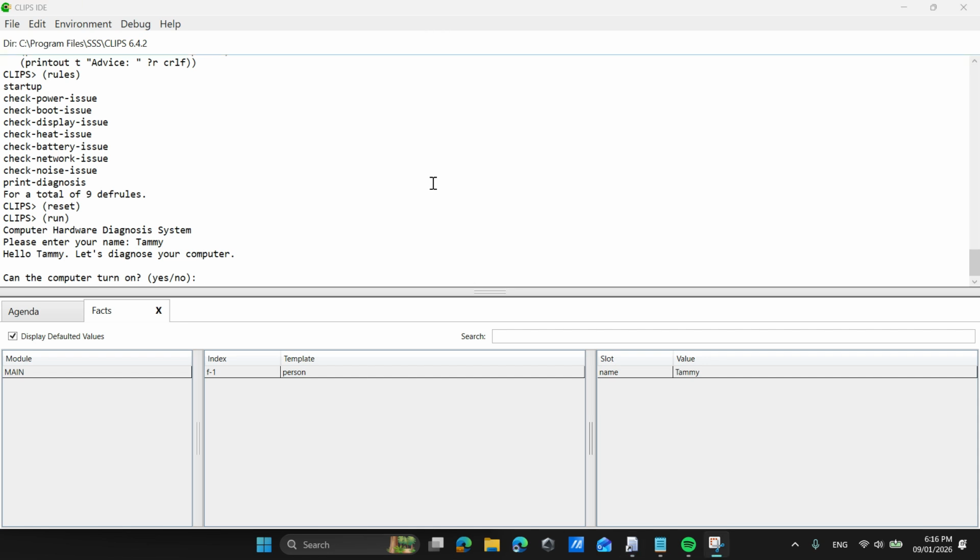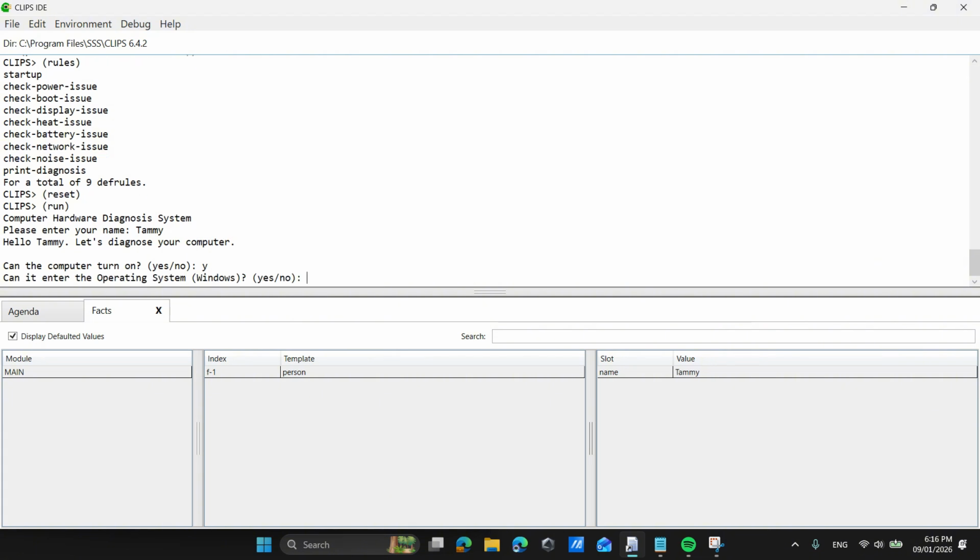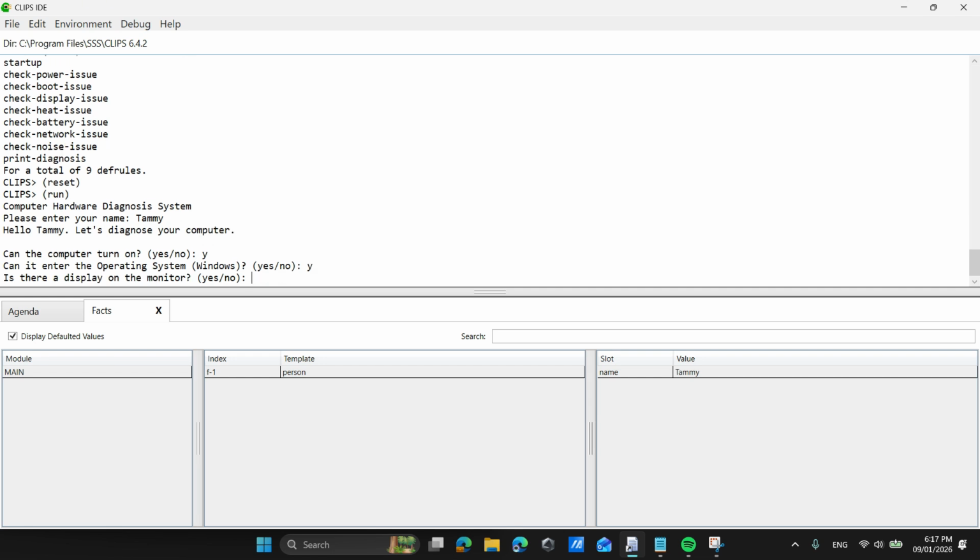The system starts by checking whether the computer can power on. Based on the user response, it determines whether the issue is related to power or hardware components. Next, the system checks whether the computer can boot into the operating system. This allows the system to identify possible hard disk or operating system issues. The system then checks for display problems. By asking about the monitor display and HDD activity, it distinguishes between a VGA cable issue and a graphic card issue.